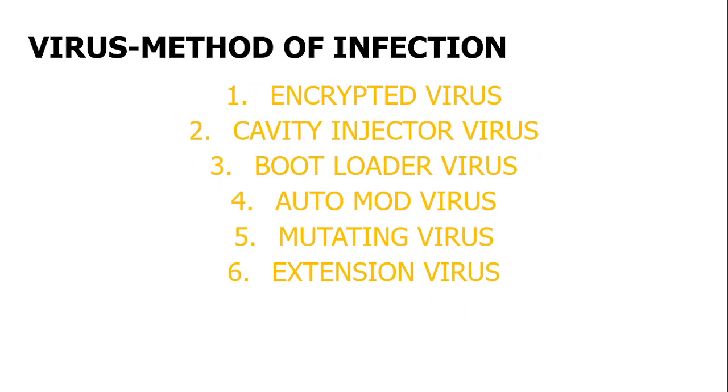So we have encrypted virus, cavity injector virus, bootloader virus, auto mode virus, mutating virus, and extension virus. Let us see one by one. Encrypted virus: using some special encryption algorithm, viruses are encrypted and thus they become undetectable by antiviruses. Right now, cavity injector virus.